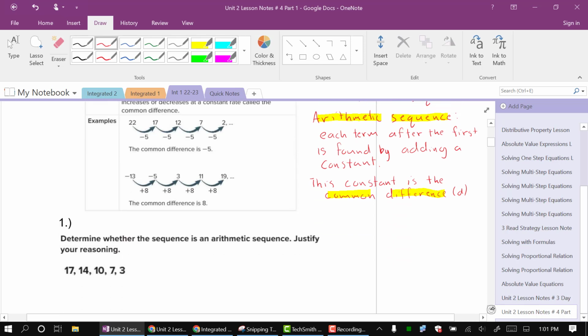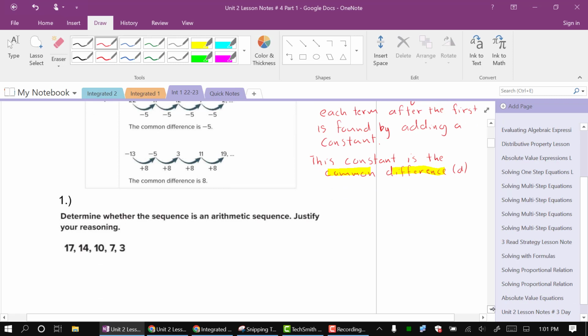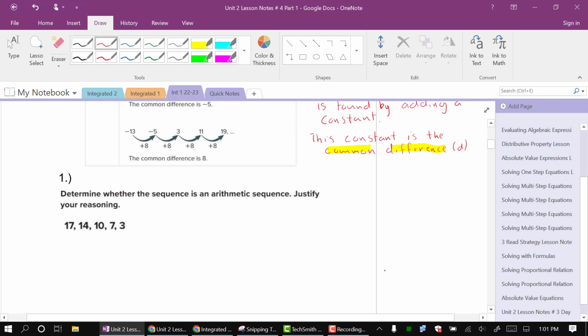So let's take a look at our first example. We want to determine whether the sequence is an arithmetic sequence, and we want to justify it with reasoning. So the first thing we're going to do is check the difference between terms. So my terms are 17, 14, 10, 7, and 3.